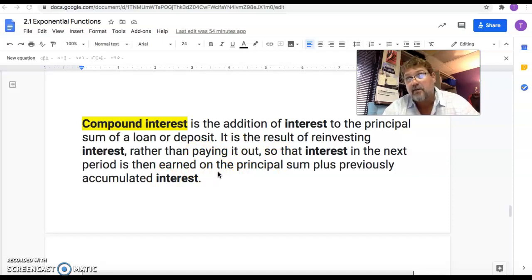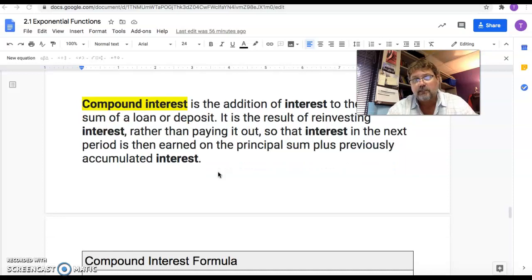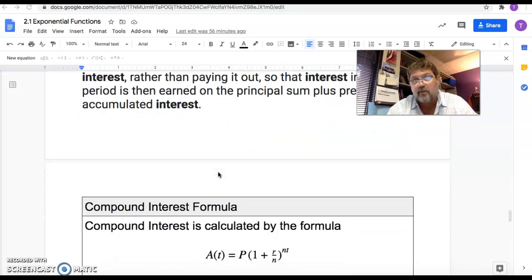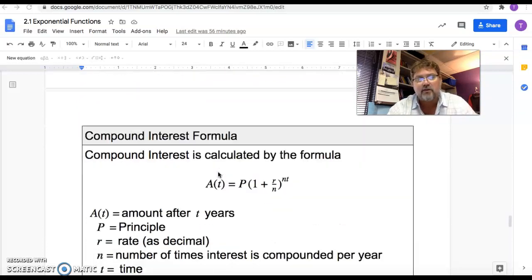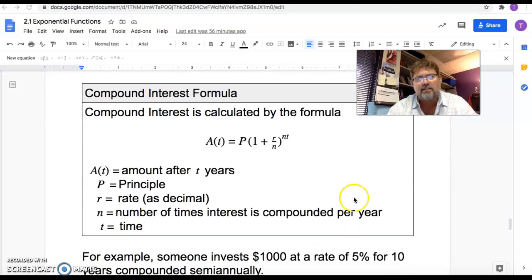But then you got to think about this is happening within a year. So you can compound it multiple times per year. You could compound it like 12 times for monthly, 52 for weekly, and so on. All right, so here's the formula we have for this. It says compound interest formula.